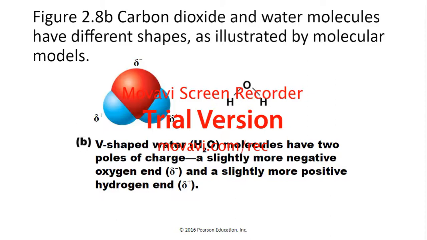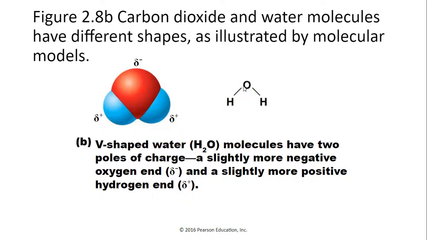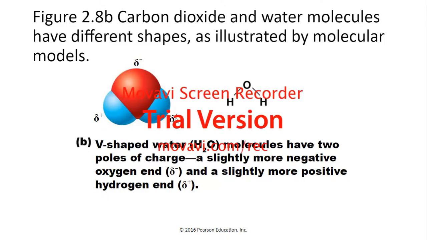So oxygen is way more electronegative than hydrogen. So even though they're sharing the electrons, oxygen is actually pulling the electrons closer to itself. Therefore, within this polar covalent bond, oxygen is slightly negative and the hydrogens are slightly positive. And I can't stress this enough.